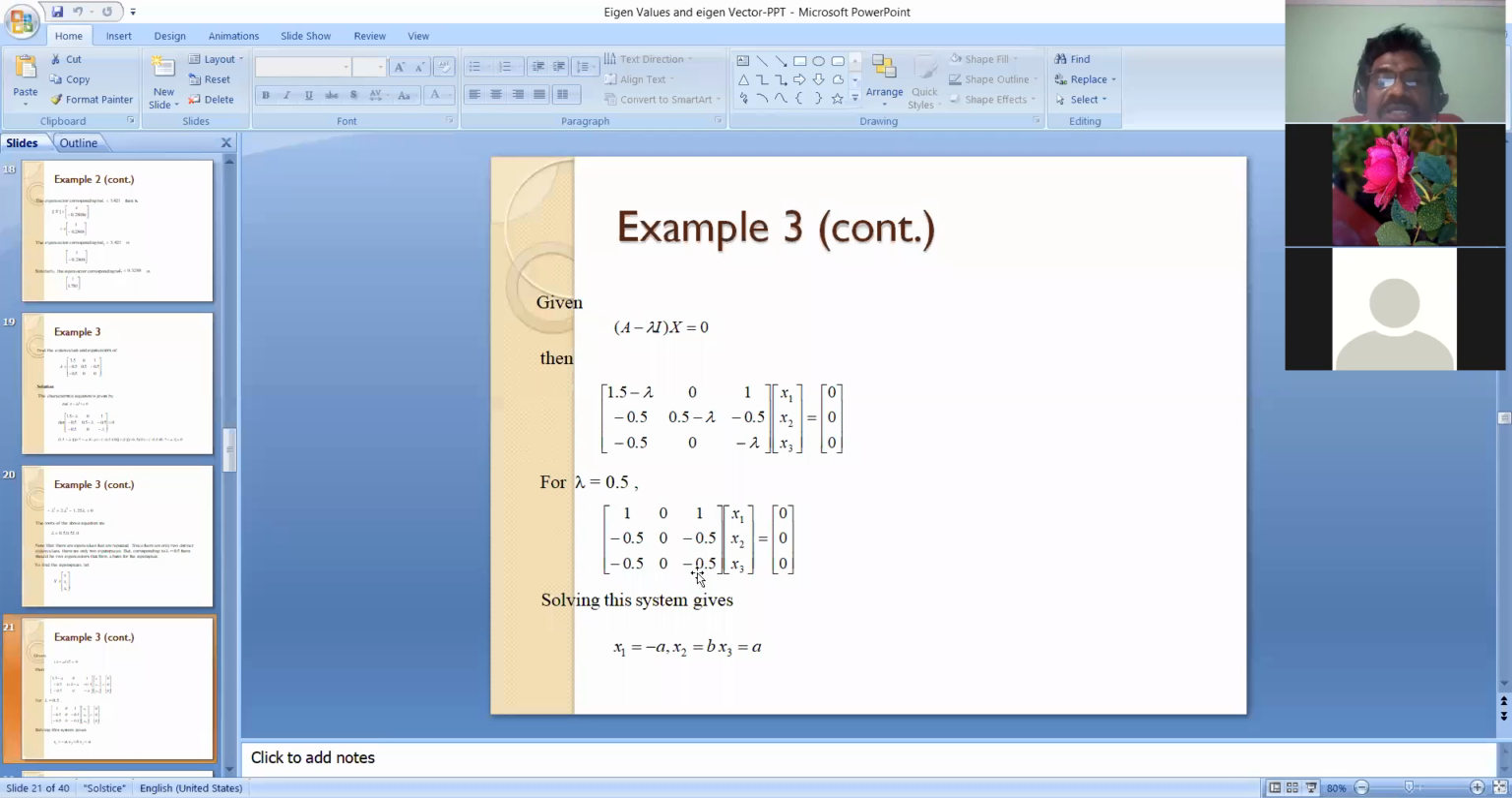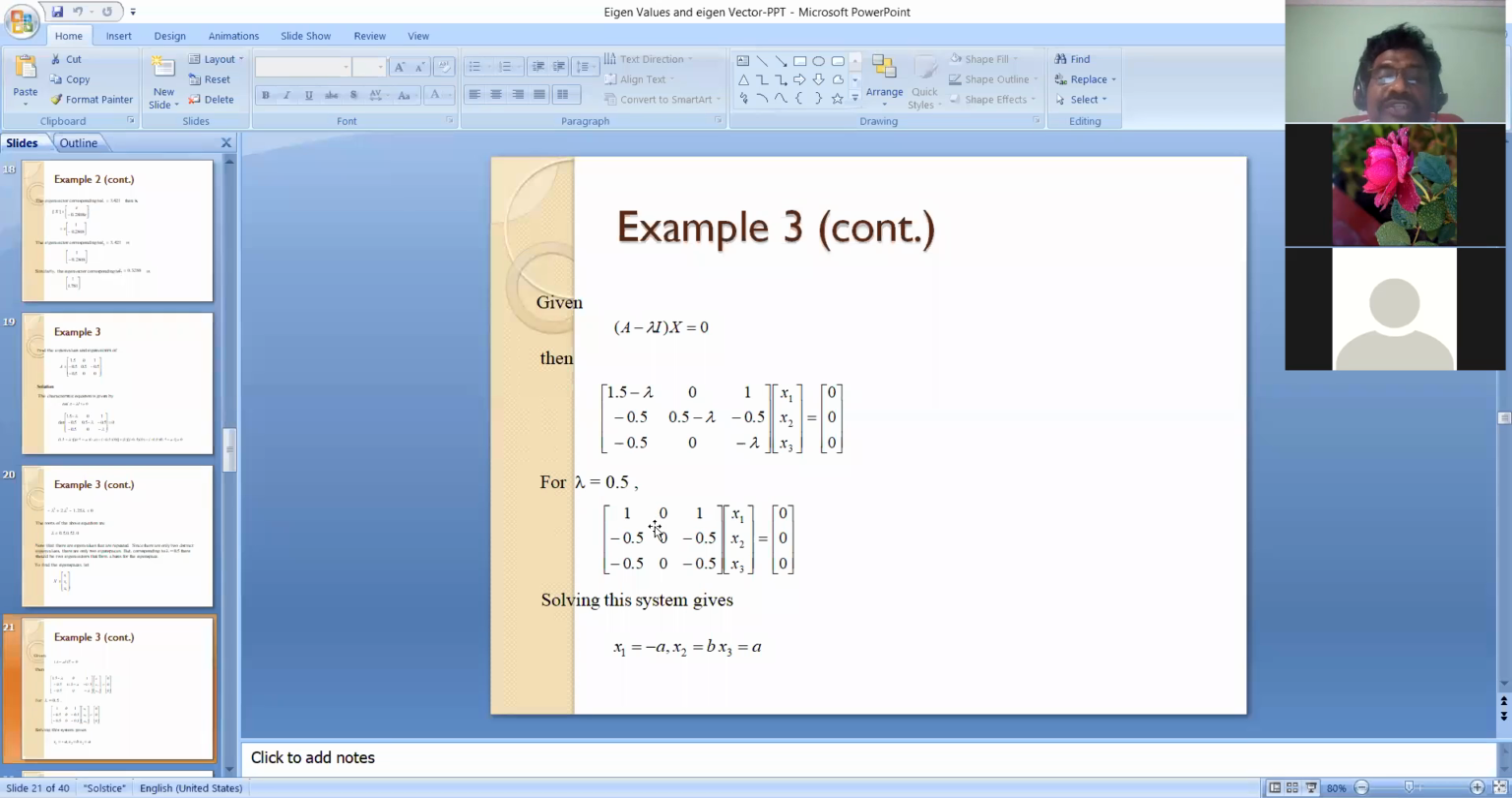So we have to choose free variables in this case. That means x3 equal to some A. If x3 equal to A, then minus 0.5 into x1 plus minus 0.5 into A equal to 0. That means x1 equal to minus A.